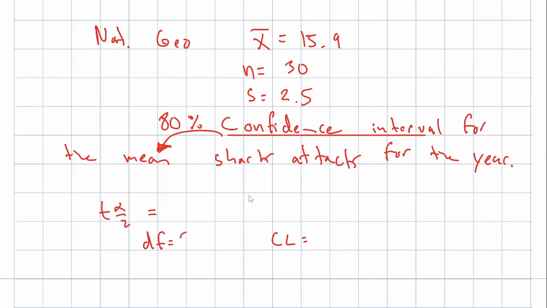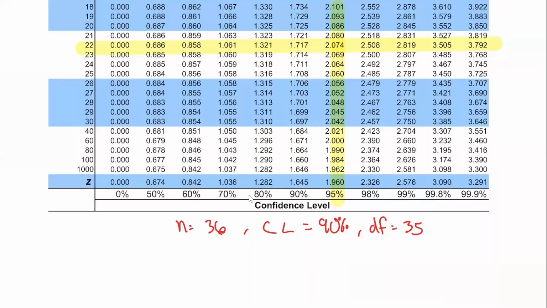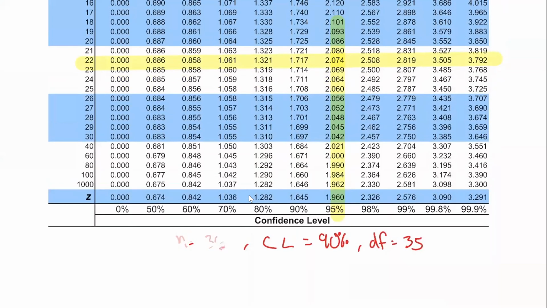Cool, perfect, 29. And if you look at the confidence level, it is 80%. All right, everybody good? Degree of freedom 29, confidence level 80%. All right, so I'm going to go to my T table. Let me erase all of this nonsense.